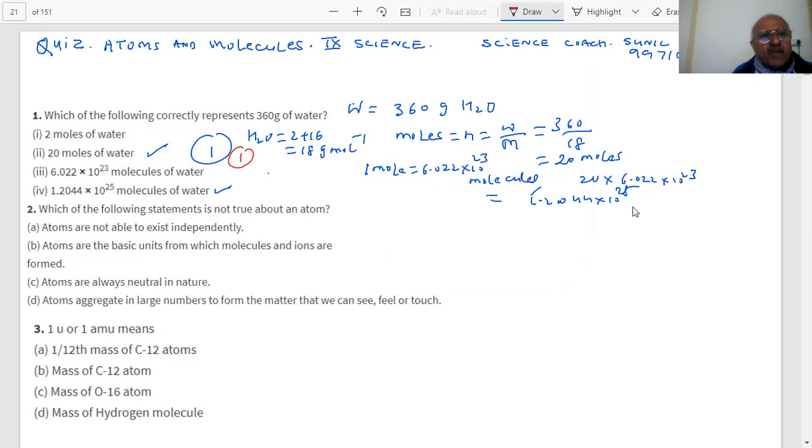which is your answer? Not true. Sir, D part. No, D is not wrong. Atoms aggregate in large numbers to form matter that we can see and feel. Of course, everything is made up of atoms. You know about it. But the C part here, atoms may not always be neutral, students, because you know in ionic compounds what is happening. If I write the ionic compound NaCl, students, you know this is positive and negative. So this is not the correct answer.